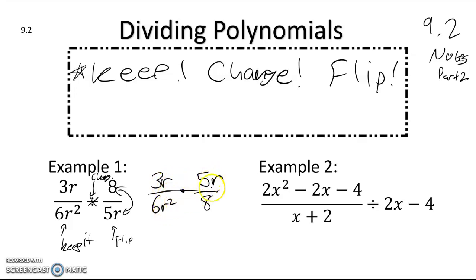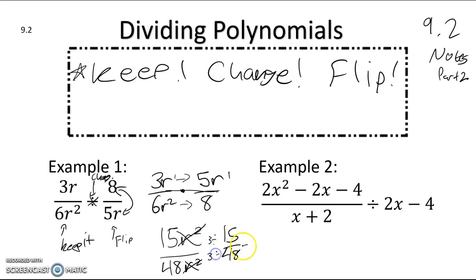3r and 6r, 5r and 8, none of those can cancel out, so all I really have to do now is multiply across the top. 3r times 5r will get me 15r squared. Remember to add these exponents up here. 6r squared times 8 gives me 48r squared. And let's see what simplifies out. R squared and r squared, both on top and bottom, cancel out. I'm left with 15 over 48. As a fraction, you can divide both of those by 3, and you're left with 5 over 16.